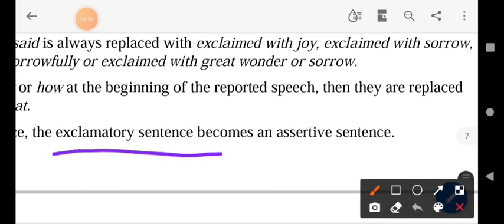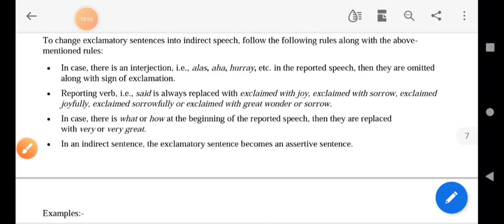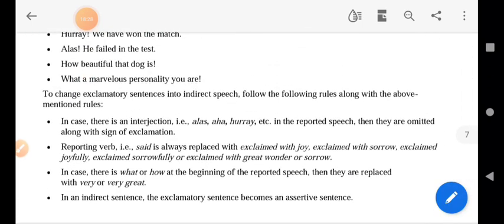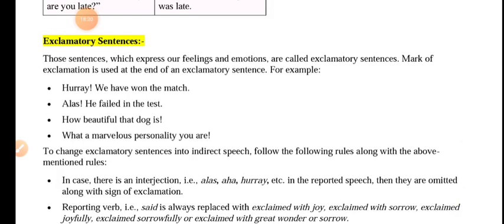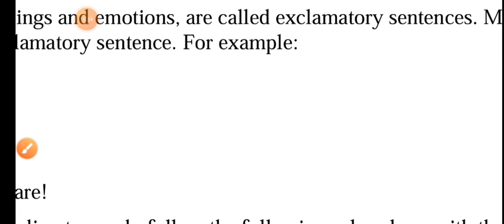The exclamatory sentence changes into an assertive sentence. These are the primary or fundamental rules of the exclamatory sentence, my dear students. You should remember and keep these rules in mind. We already know the general rules. What are the general rules?